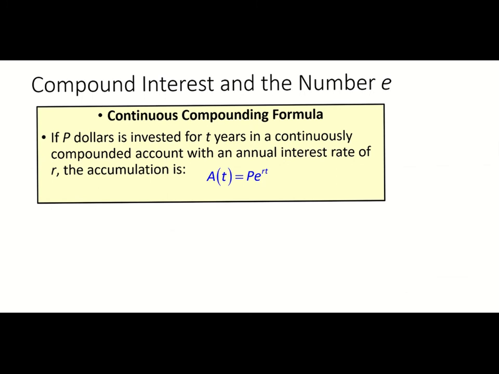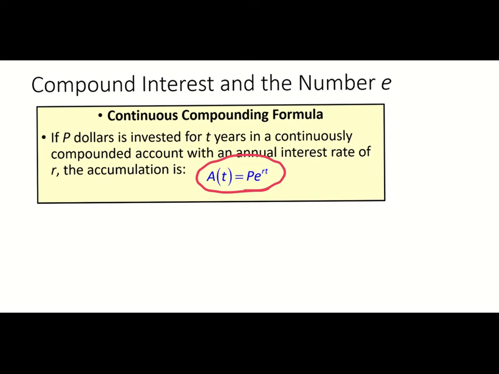All right, and the final formula we are going to talk about today is the continuous compounding formula. This means that you're always accruing interest, so it's not like it's compounded quarterly or once a month. It's constantly, you're getting interest based on the amount in your account. So the formula that we use here is A of t is equal to P times e to the rt power.